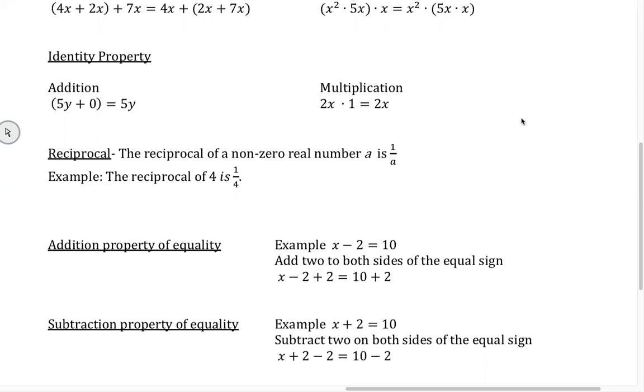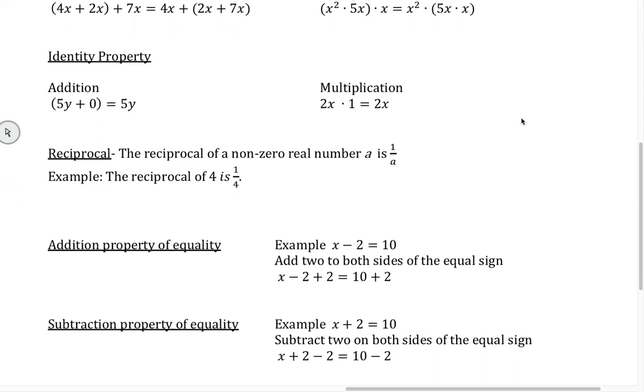Now, the addition property of equality just means whatever I do to one side, I have to do to the other. So I can undo things as long as I do the same thing to both sides. So for example, if I'm trying to solve x minus 2 equals 10, I think we can all figure out that x equals 12, because 12 minus 2 is 10. But how do I mathematically prove that?